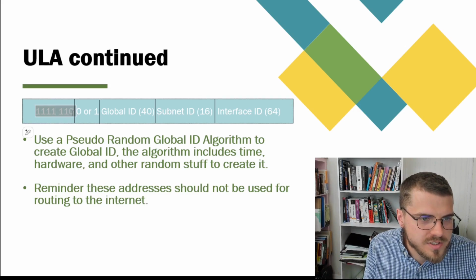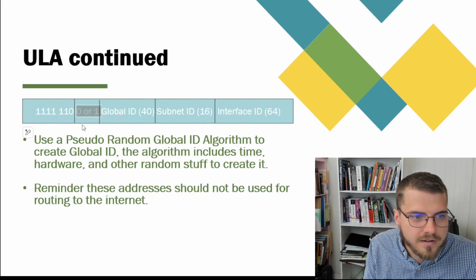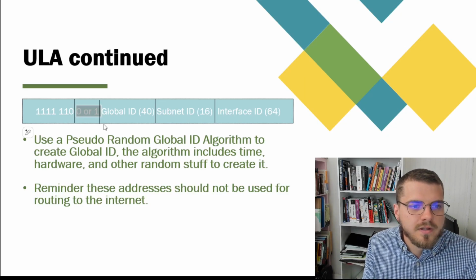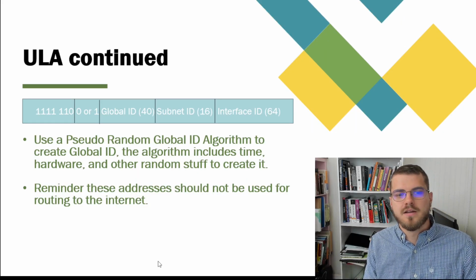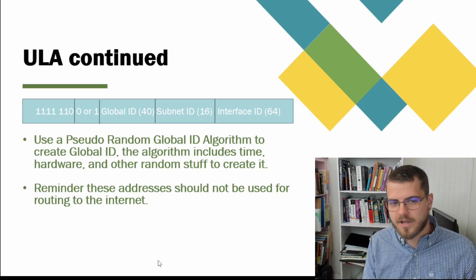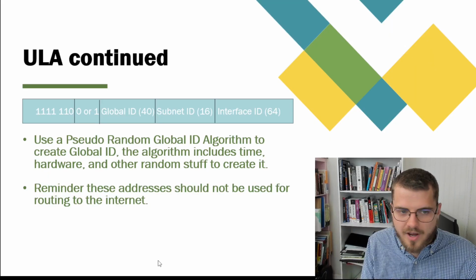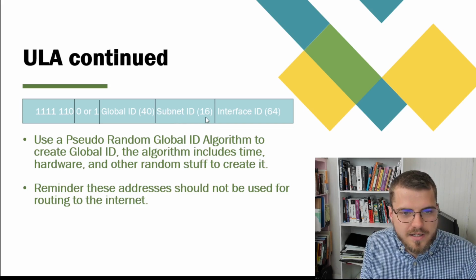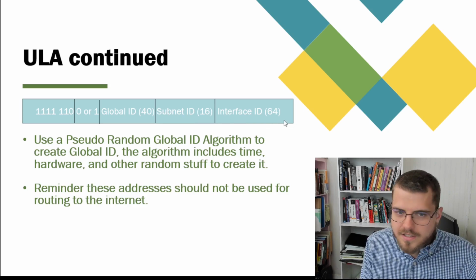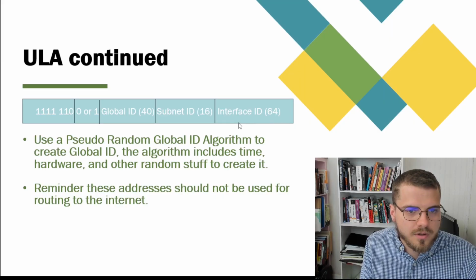So you have the beginning piece, which is the same for both. The 0 or 1, that's the 8th bit I referenced before. So whether or not it's locally administered would define whether that's a 0 or a 1. The global ID, you're going to use a pseudo-random global ID algorithm to create a global ID. The algorithm uses a lot of different things to make it random, so time, hardware, and other random stuff. Then you have the subnet ID, which is 16 bits, and the interface ID, which is the normal 64.